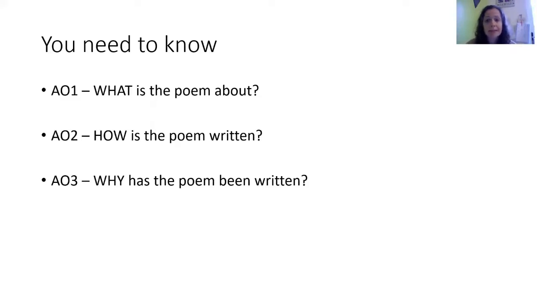These objectives have been the same on every single literature question, so you should be getting quite familiar with them now. But it's important that in your exams, you make sure that you are covering all 3 points. What is the poem about? How is it written? And why?